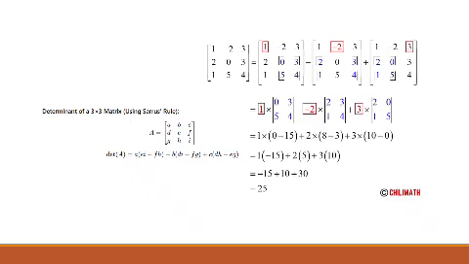First we assign signs: positive, negative, positive. Then here we take 1 times the determinant of this matrix 0, 3, 5, 4. Then next we choose minus 2 times this matrix, plus 3 times the determinant of this particular matrix. So finally we get the result 25.